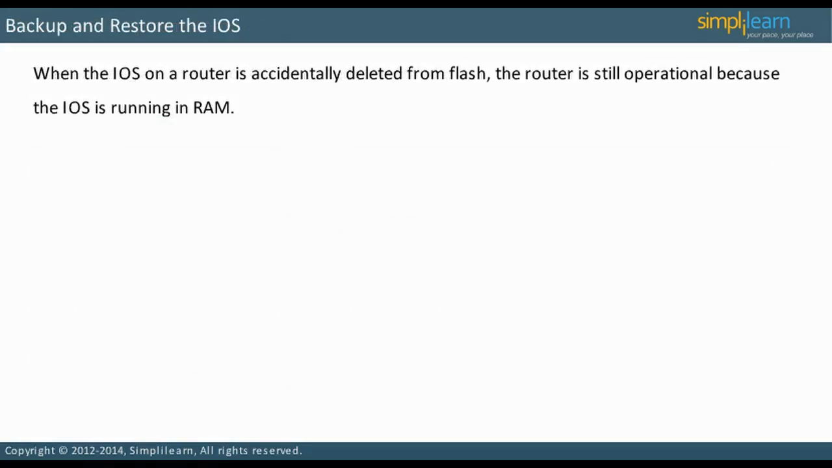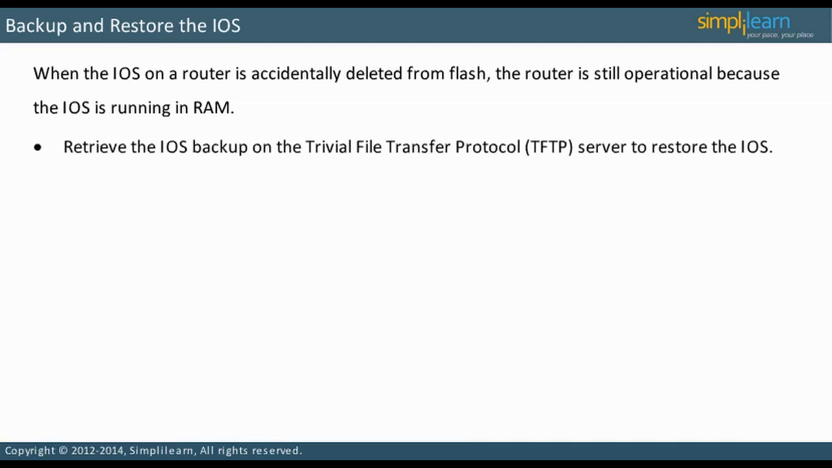When the iOS on a router is accidentally deleted from flash, the router is still operational because the iOS is running in RAM. However, if the router is rebooted, the iOS is no longer available and the router enters ROMmon mode. To restore the iOS, retrieve the iOS backup on the TFTP server. Of course, to retrieve it, you must first take a backup. This is the first step to be followed when initializing a new router.